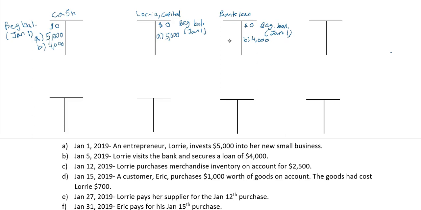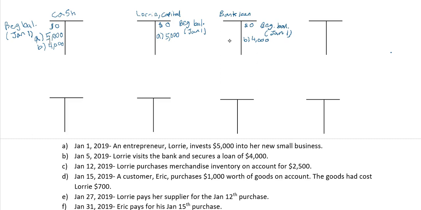So we're starting to see the T accounts come together nicely. As we go to the list of transactions, we make our T accounts. A grouping of T accounts like this is called a general ledger. So let's look at transaction C.